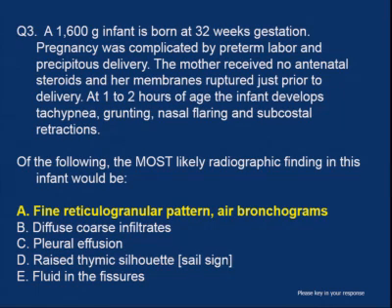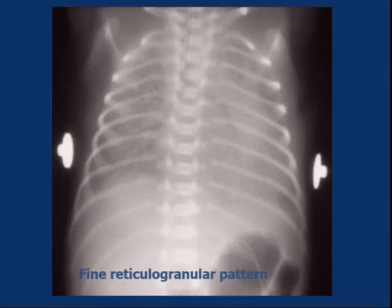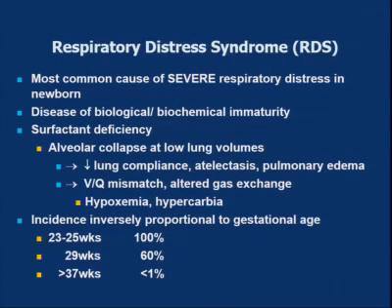Fine reticulogranular pattern, air bronchograms. This is a typical description of what used to be called hyaline membrane disease, and now we know that is primarily surfactant deficiency. This is a typical film of a preemie baby with a fine reticulogranular pattern, very hazy, bilateral, symmetric, air bronchograms bilaterally, and you can appreciate an endotracheal tube on this patient.